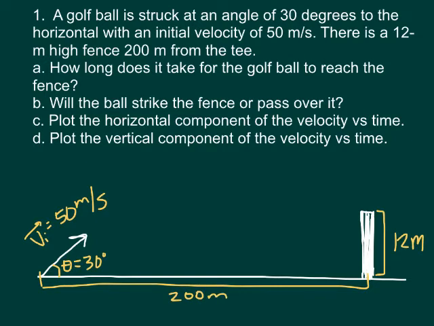So we are asked to find a few things. One, we need to know how long it takes the golf ball to reach the fence, so we're going to be looking for the time. We also need to know if the golf ball is going to strike the fence or pass over it. So we don't really know what path it's going to take, if it's going to land past it or if it's going to fall down and strike the fence. So we're going to need to know what that vertical height is 200 meters away. And then lastly, we're asked to plot the various components of the velocity versus time.